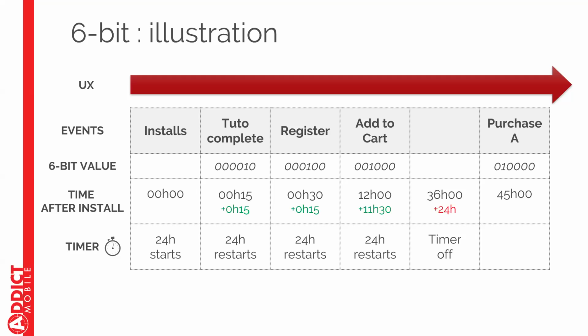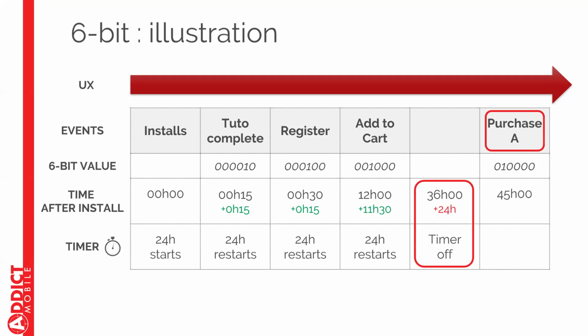And in my journey, I do a purchase 45 hours after the install, meaning it's 33 hours after the last event tracked, the add to cart. But it's too late because it's over the 24-hour timer. So what happens? The purchase event that I've done is not registered. Nobody will know about it because it's too late. It's after the window in which it can be registered.